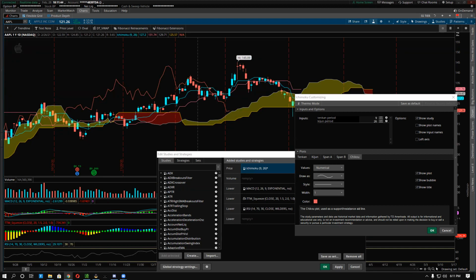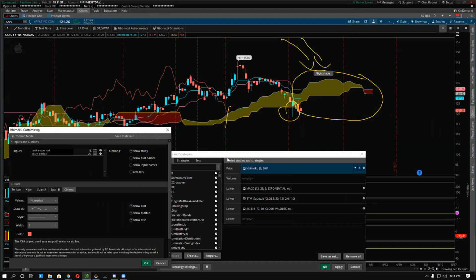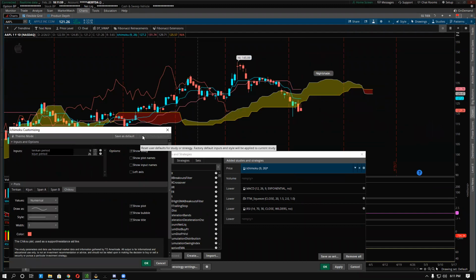If you guys notice, this cloud will also project 26 days into the future. Our lagging span is 26 days behind. This is the present right here, and then this cloud right here is going to be 26 days in the future, at least on the daily chart.